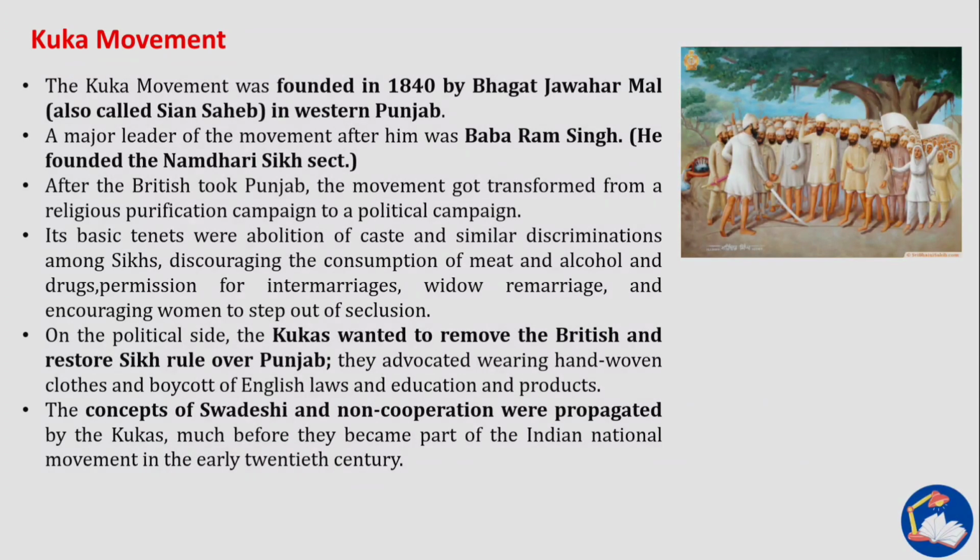Even though it started as a religious movement, after the occupation of Punjab by the British East India Company, it changed into a political movement. They had a very liberal concept: they sought removal of the caste system, were against the consumption of meat and alcohol, and asked for permission for intermarriages and widow remarriage, and encouraged women to step out of seclusion.